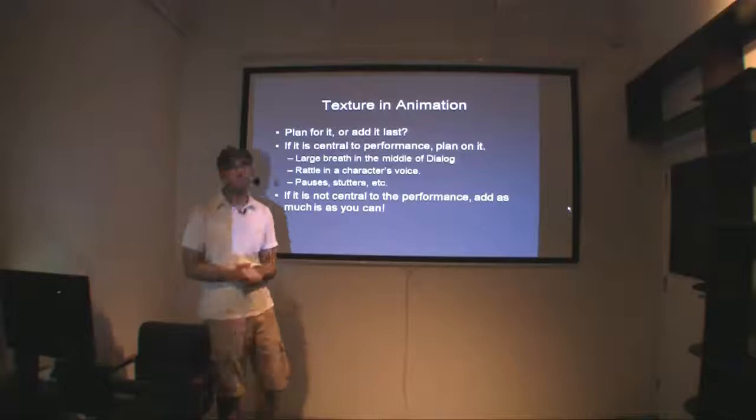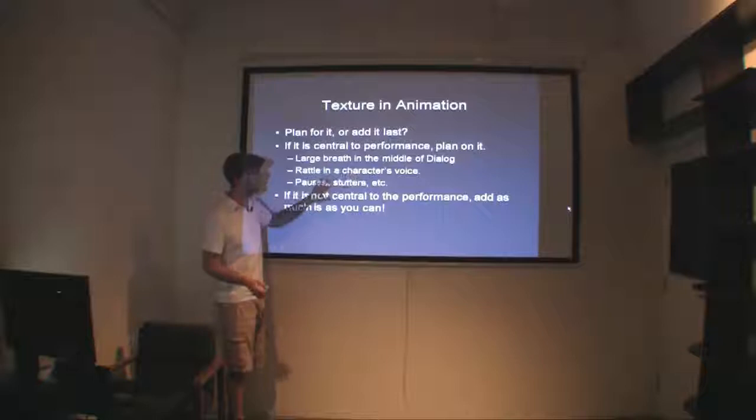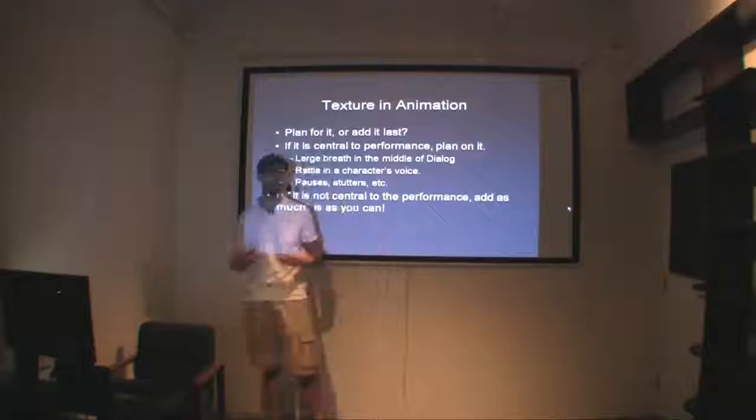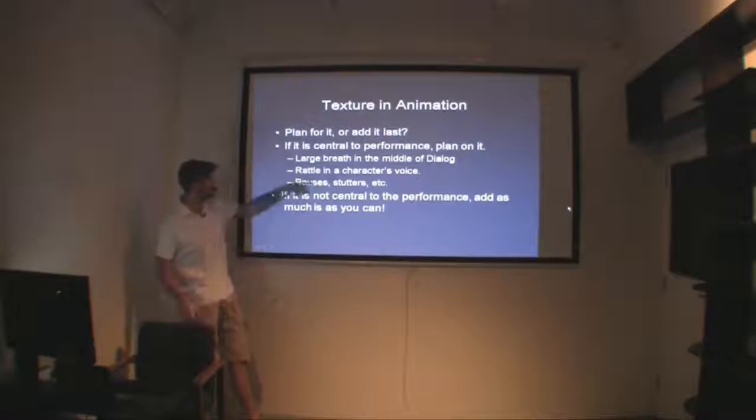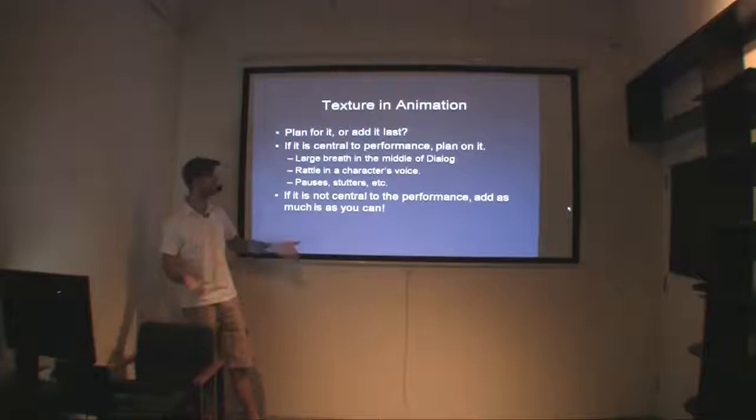These are basically the two main points. If your texture is central to the performance, plan on it. So like a large breath in the middle of dialogue, a large breath in dialogue I call an anchor, which is something that kind of sucks the audience in, really makes them feel like that character is in that scene and really breathing and really moving and all that stuff. A rattle in a character's voice, if they're scared or something, putting a little bit of that texture in the body animation, etc.